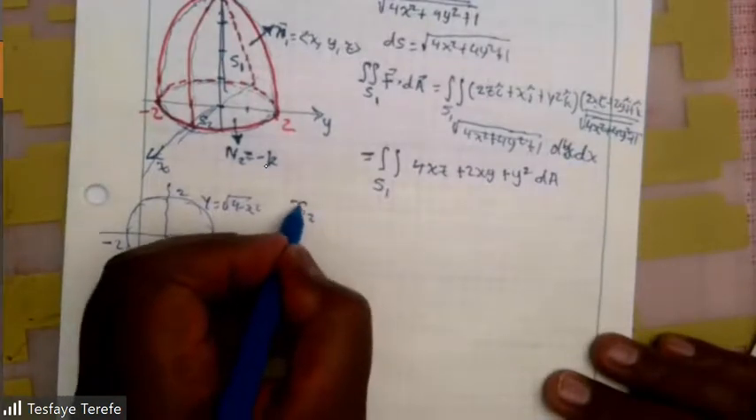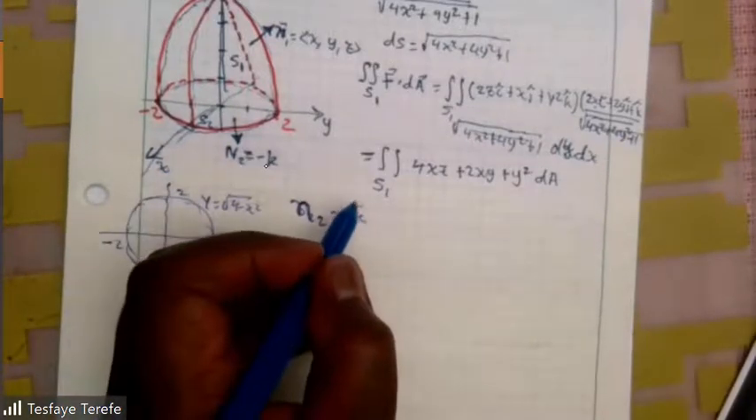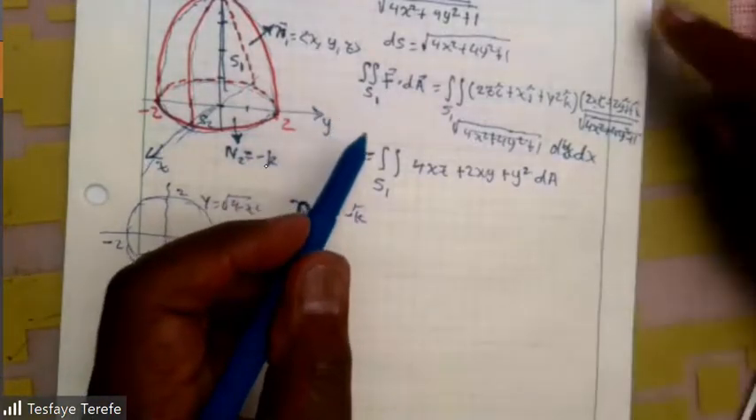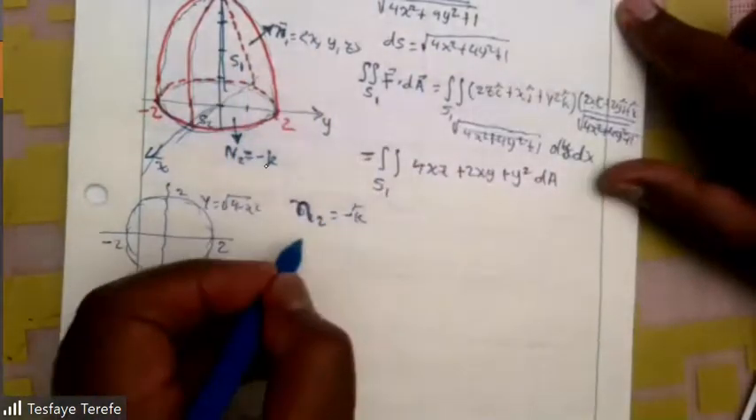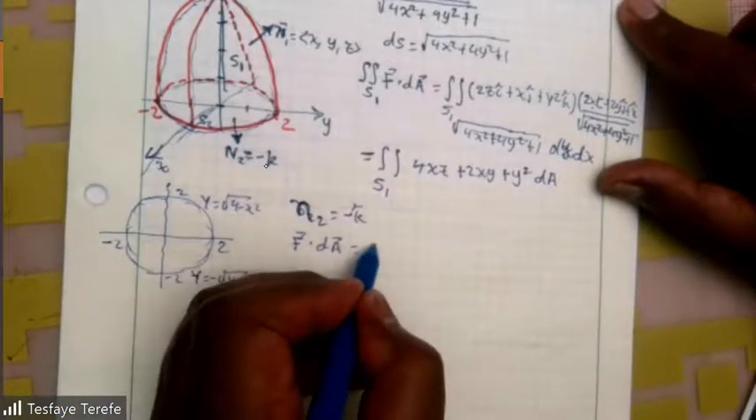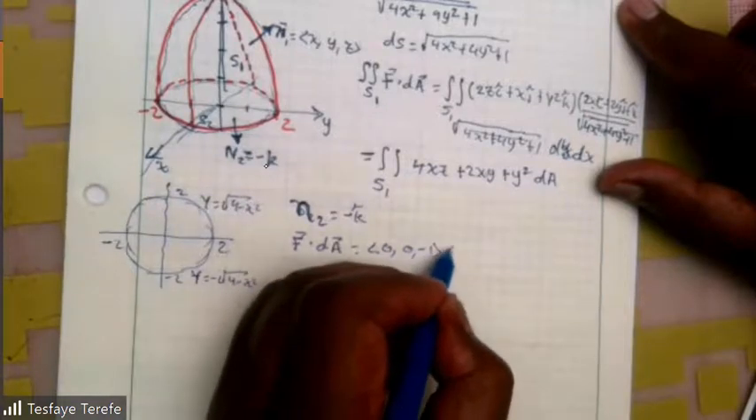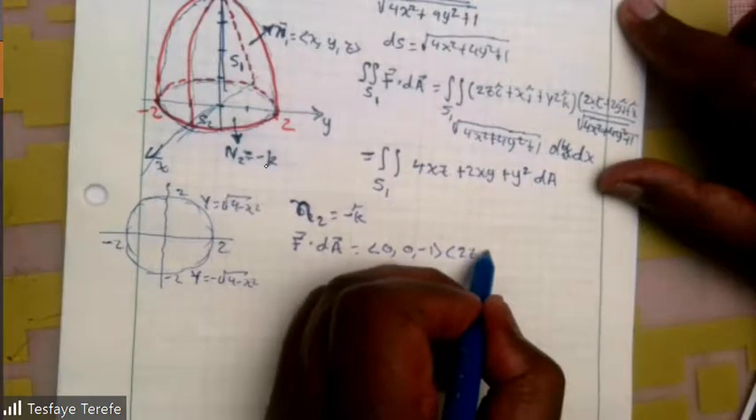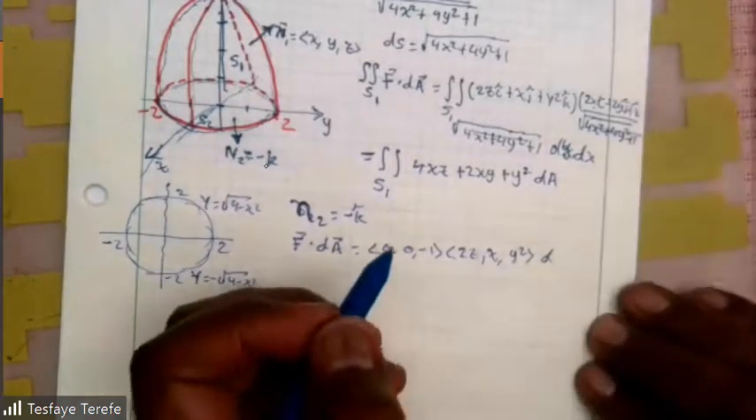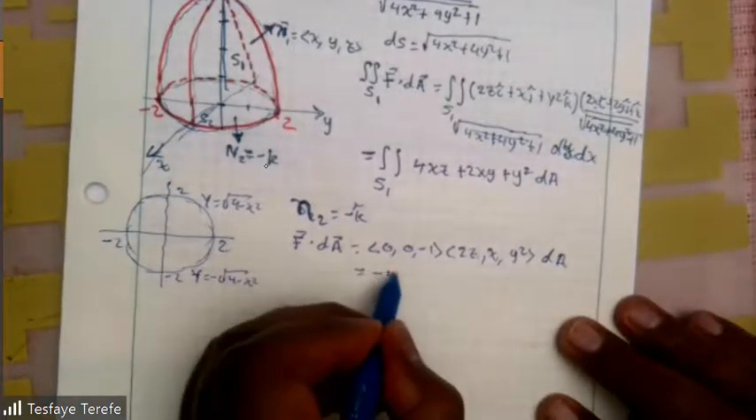N2, first of all, N2 is what? Negative k. And then when we take the dot product of this and this, that means 0, 0, negative 1, dotted with 2z, x, and y squared. And that is dA. And that is negative y squared.